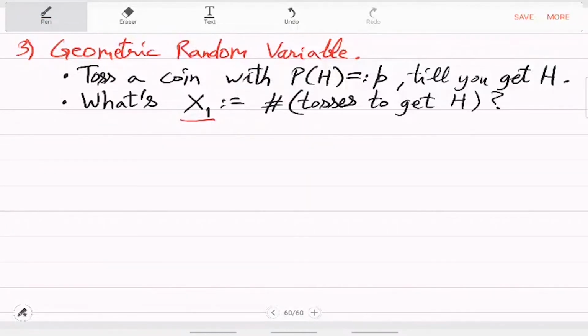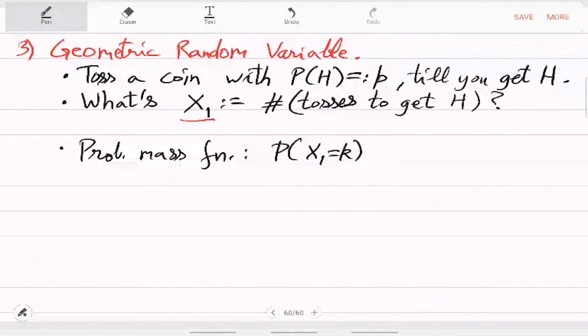So, what is the mass function? The probability that x1 is k. The first k minus 1 outcomes were each tails, and the final one, the kth one, was head. So you get (1 minus p) to the k minus 1 times p. That is the probability mass function.